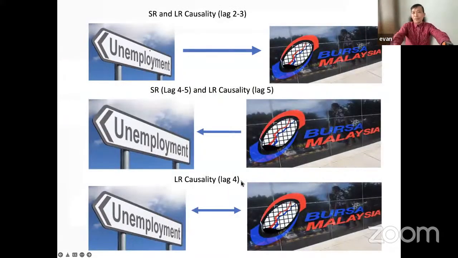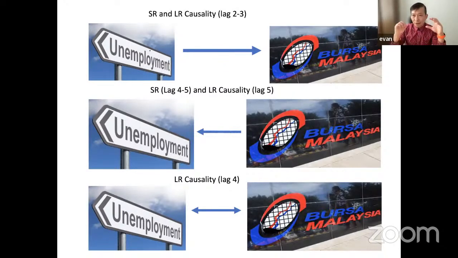So we summarize in an easy way, like what was explained by Dr. Jerome just now, using a diagram to represent the causality direction. SR means short run, LR means long run causality. Short run and long run causality, lag 2, lag 3, unemployment to the Bursa, which is the KLCI. And then in the much longer period, or lag 4 to lag 5, in the long run at lag 5, we have a causality direction running from Bursa Malaysia to unemployment.